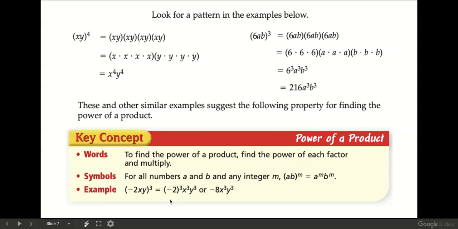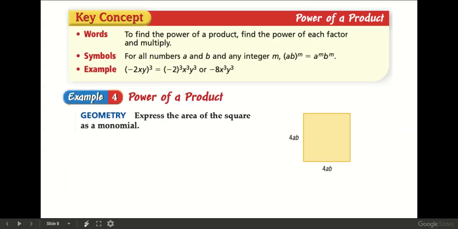And negative 2 to the third power can be simplified. Negative 2 times negative 2 times negative 2 would give me negative 8, x to the third, y to the third. So this would be an example of the power of a product rule. Whether it's just a number or whether it involves variables, it is applied in the same manner. So let's look at an example here.